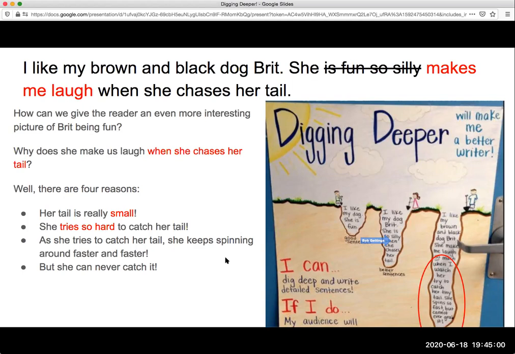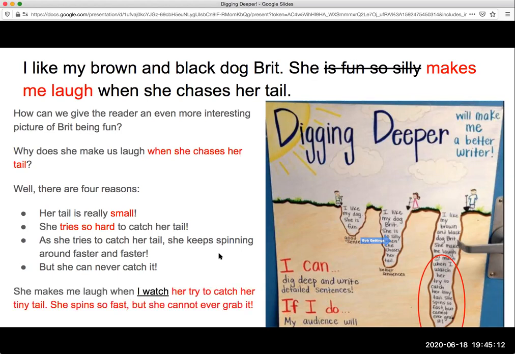Now, those four things really give a good picture of Brit the dog chasing the tail and why she makes the writer laugh. She makes me laugh when I watch her try to catch her tiny tail. She spins so fast, but she cannot ever grab it. So notice we use some good words here too, besides just adding extra information.